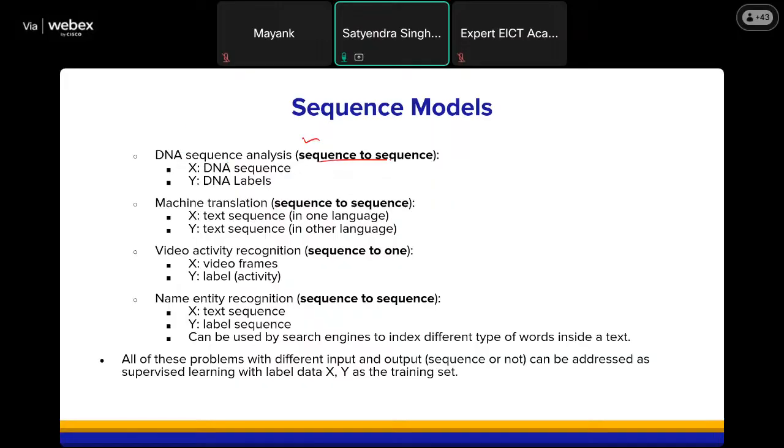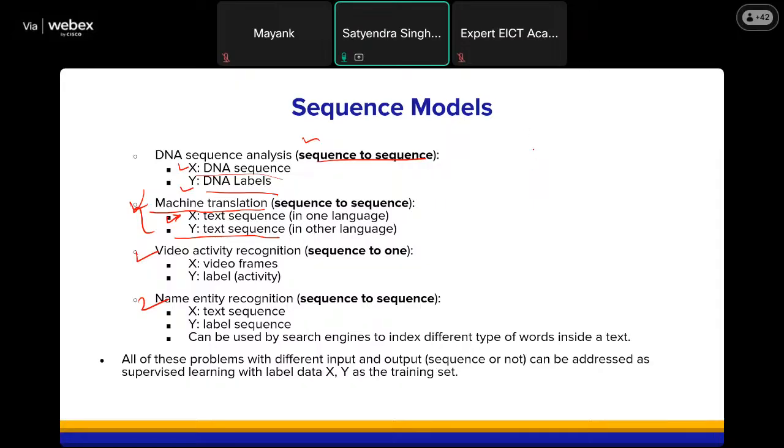DNA sequence analysis is again an example of sequence to sequence, where X is your DNA sequence and Y is your DNA labels. A popular problem is machine translation, where your input is in one language and your output is in another language. There are others, like video activity recognition and named entity recognition. In all those cases, varying types of problems are there.